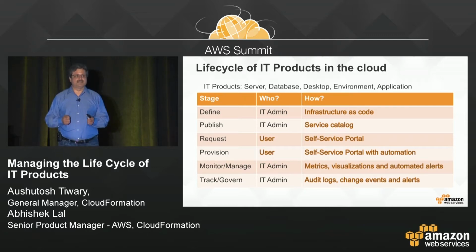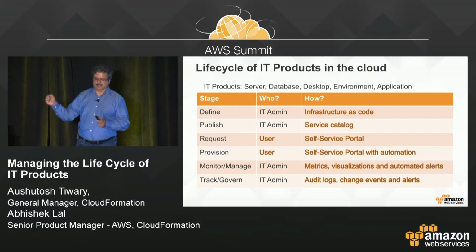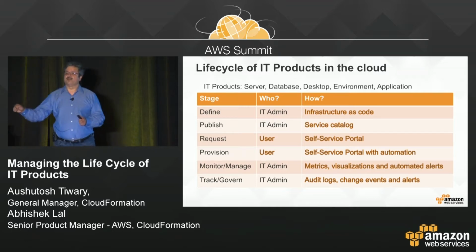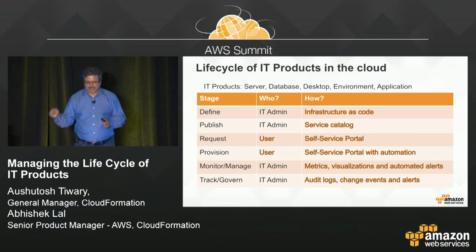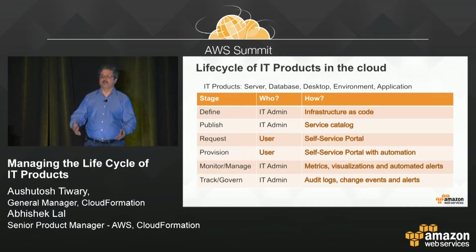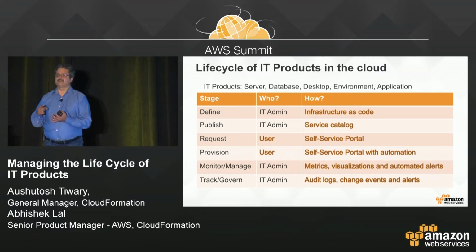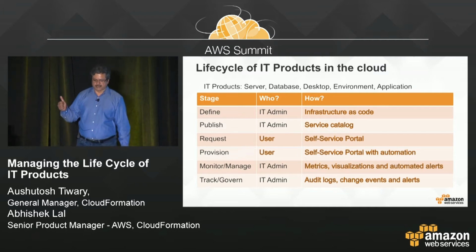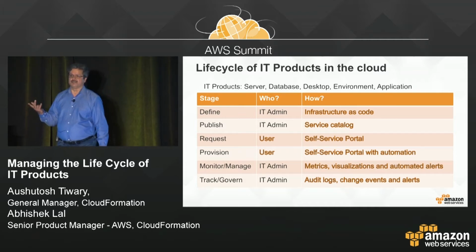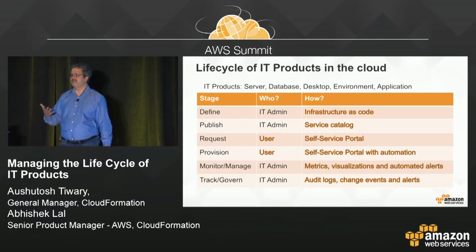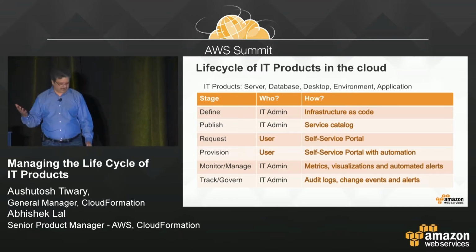Users would, instead of cutting tickets, go to the service catalog and find the products that they're looking for. They would then select and launch those products in a self-service manner without the involvement of the IT administrator, with the help of automation. Then the IT administrators would once again take over and monitor and manage that environment using a combination of metrics, visualizations, and alerts through automation. And they would track and govern that by looking at change logs, audit logs, change events, and setting alerts on all of these things. So this is how typically product lifecycle is managed in a cloud.